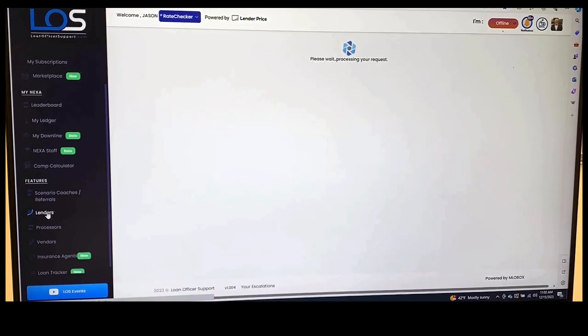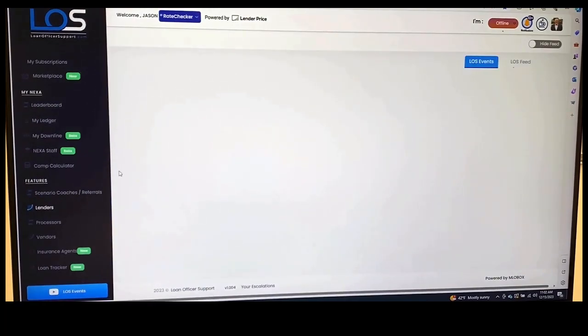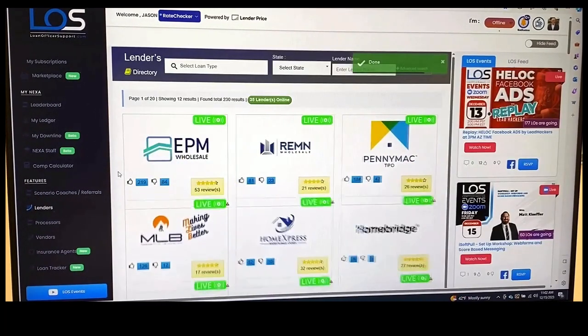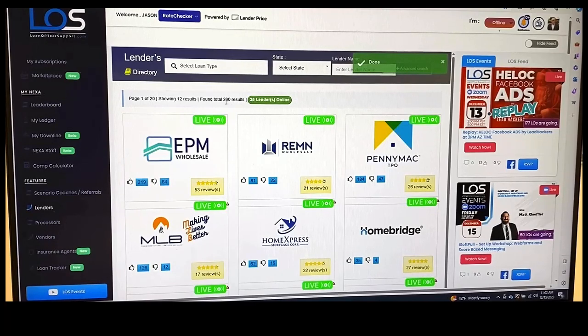Let's go ahead and talk about lenders. We have 240 lenders usually in the system, 230 today that are in the system right now. And these lenders are live and are available to take calls from you at any time.